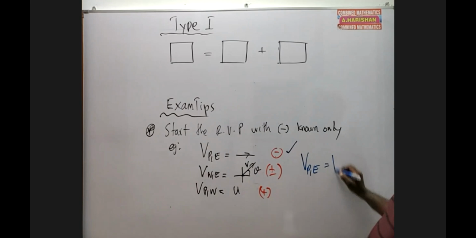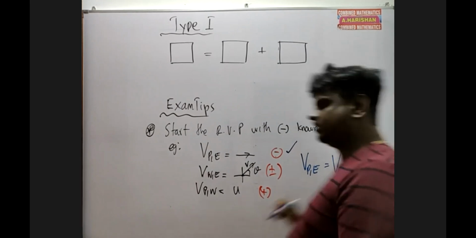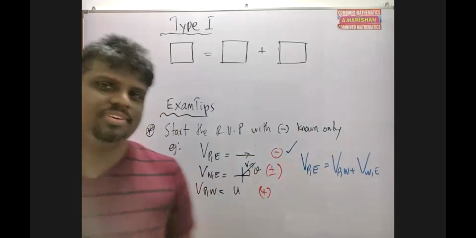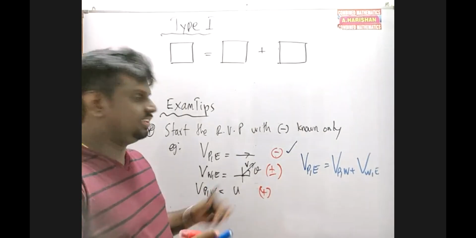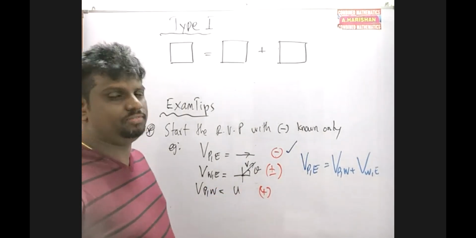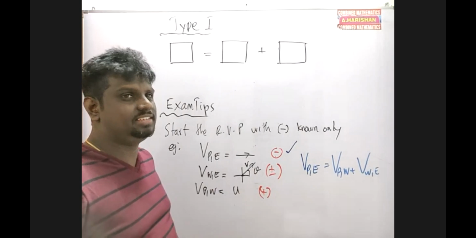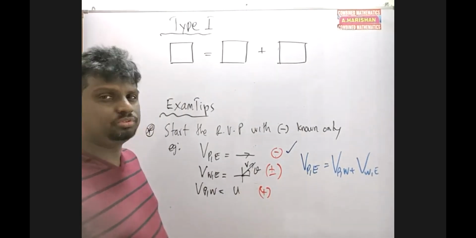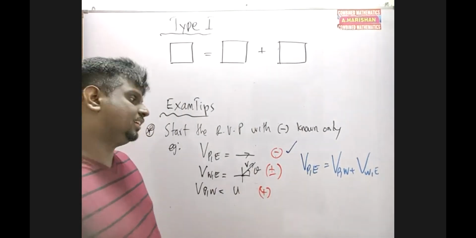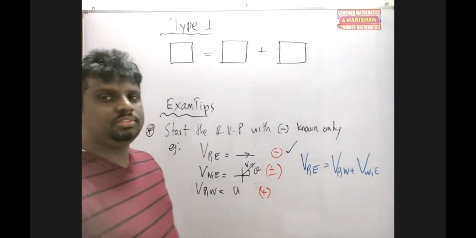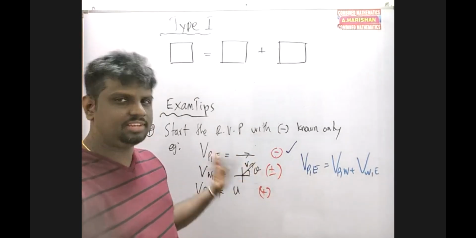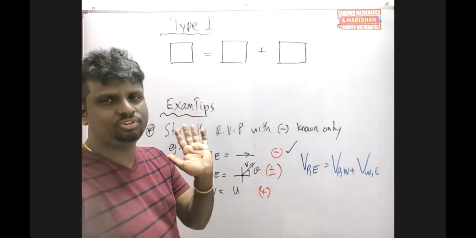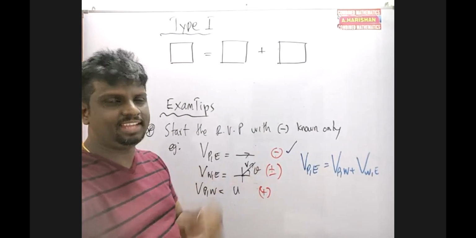So you have to start with this: VPE equals VPW plus VWE. Very important exam tip, because many students struggle to start. How to start, where to start, when to start. So most of the cases we have to start with the negative. Only the fourth type question, you don't need to start with that. I will tell at that time.